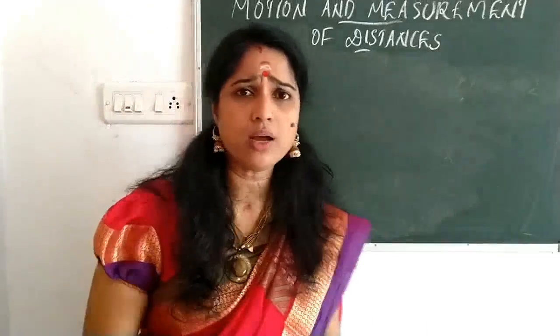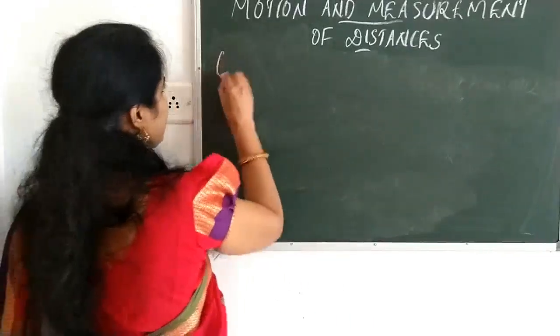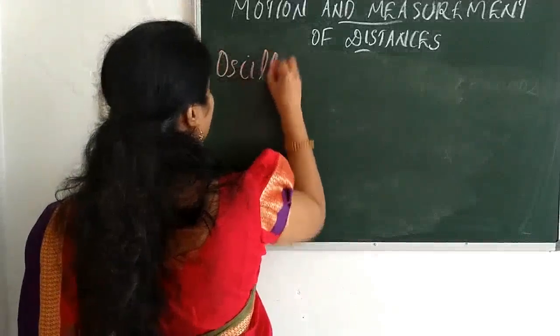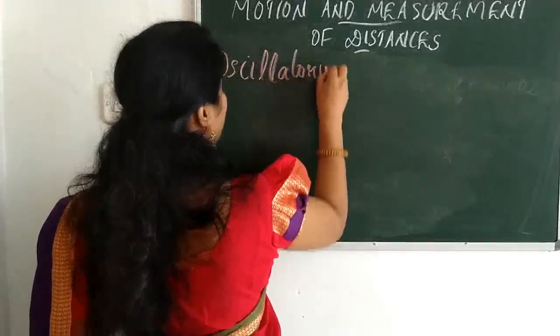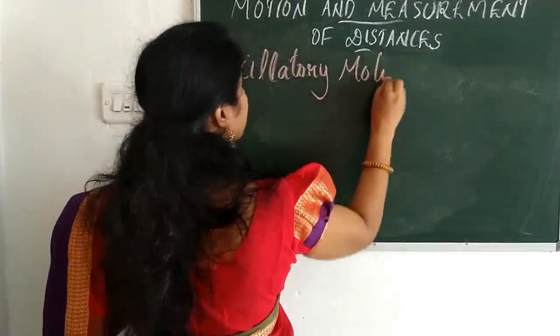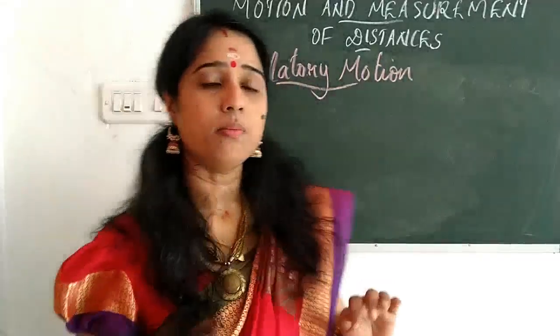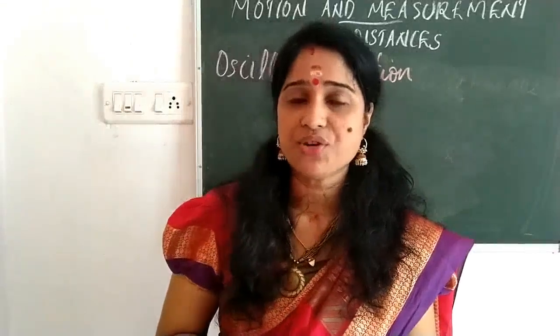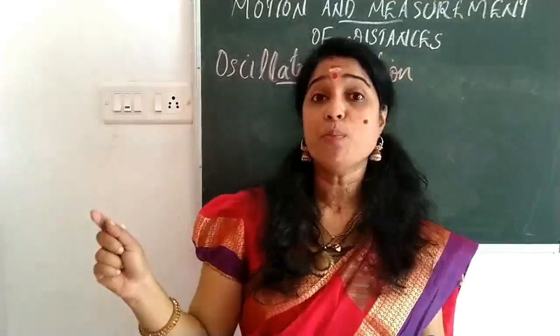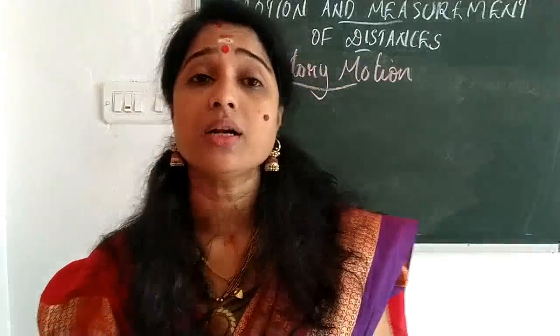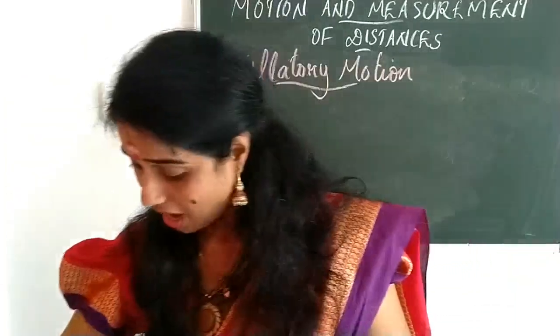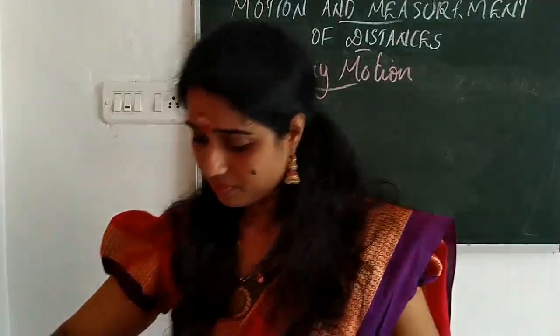Now we can move on to the fourth type of motion. What is that? Oscillatory motion. What is meant by oscillatory motion? To and fro motion is known as oscillatory motion. I will show you an example.